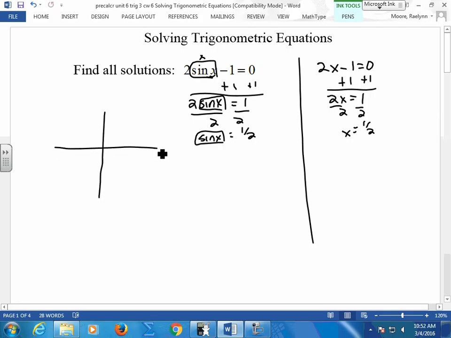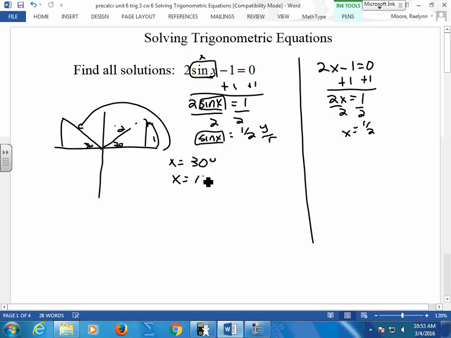In quadrants 1 and 2, because sine uses the y. So sine is y over r. What angle is this over here? 30. So this guy is 30 degrees. What is this guy? 150. So I'm going to work it in degrees just so that you see it for a second. So we have 2 angles that make this true.